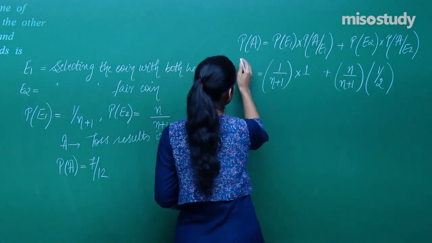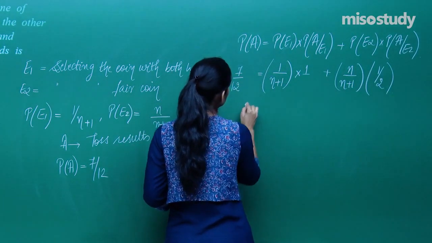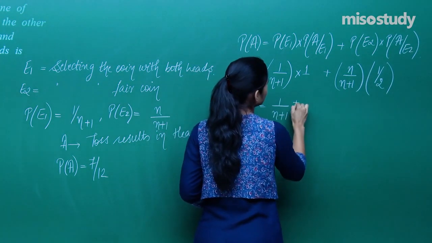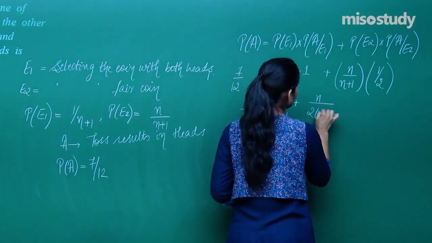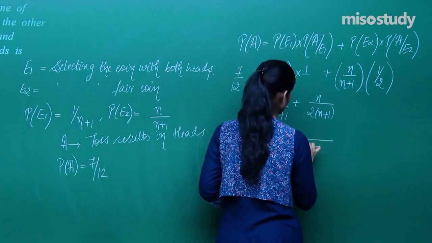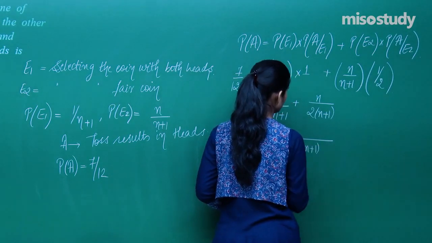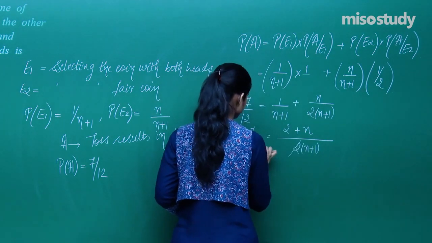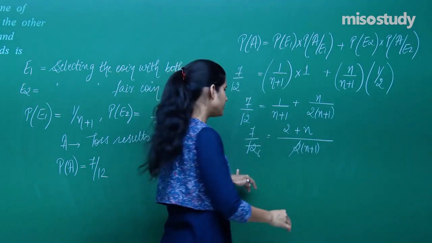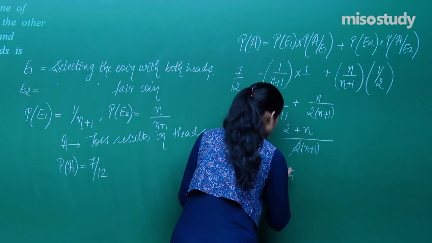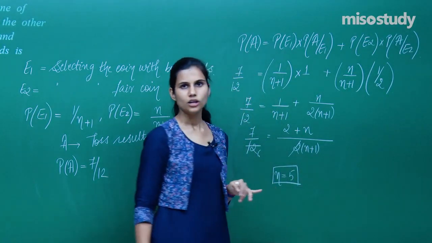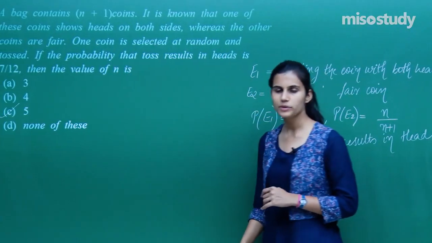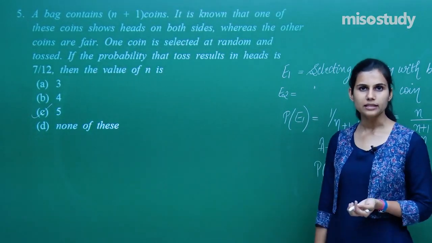Right? So what do you get? And what is this given to you as? 7 by 12. So you get 7 by 12 is 1 by n plus 1 plus n upon twice of n plus 1. So clearly twice of n plus 1 you have. Here you have 2 plus n, and this is 7 by 12. When you resolve this, you very easily get n equals 5. So question was, what is the value of n? Answer is n equals 5. That's how beautifully the total probability concept pops in to help you get the answer.